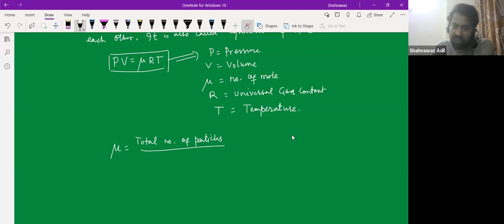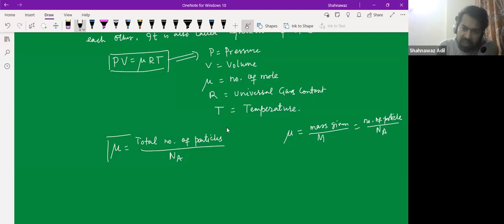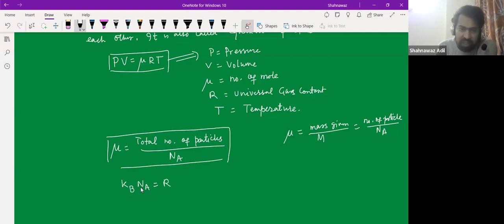The number of moles you calculate in two ways. One is mass given divided by molar mass or atomic mass. And the other, in terms of particles, is the total number of particles divided by the Avogadro number, right? That is how you calculate the number of moles. So this is the Avogadro number. And you also have this relation, that the universal gas constant R is related to the Boltzmann constant like R equals K_B N_A. That is the relation between the Boltzmann constant, Avogadro number, and universal gas constant.